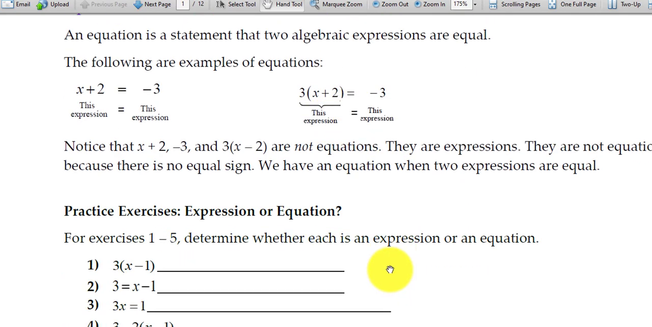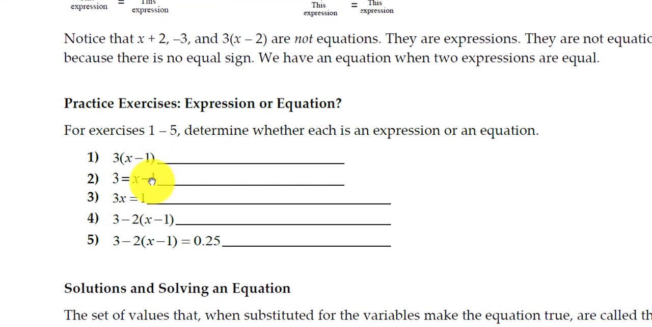So we have some practice problems. It says for exercises 1 through 5, determine if we have an expression or an equation, right? So again, remember, if there's no equal sign, it's an expression. If we have an equal sign, it's an equation. So it looks like expression, equation, equation, expression, equation. Take a moment to look at these 5 problems. Maybe you want to pause the video for a moment.